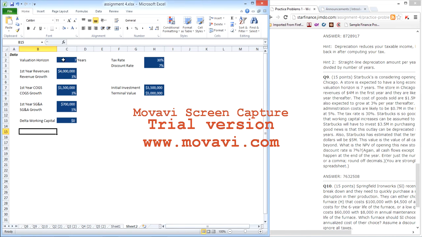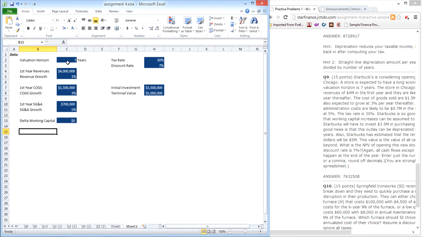Here is all the data from the problem in this Excel sheet. We have a 7-year valuation horizon. First year revenues are provided with a growth rate. First year cost of goods sold is provided with a growth rate. First year SG&A is provided with a growth rate.